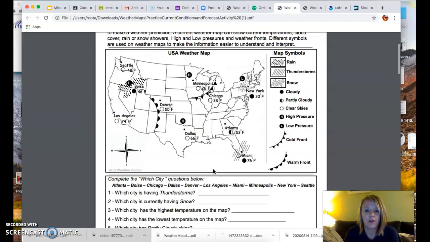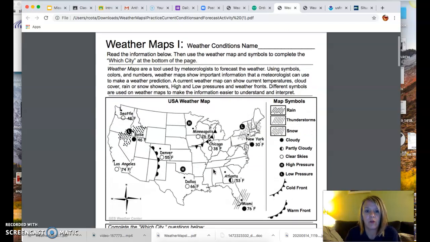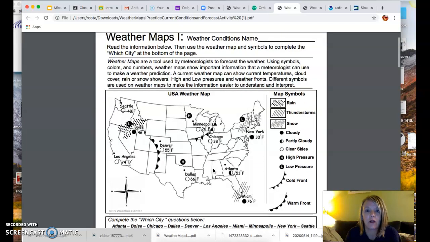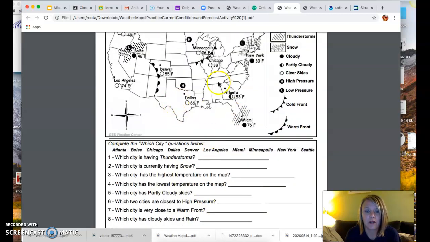All right, so this first one is pretty straightforward. I'll do a couple of them with you, but I think you guys can figure this one out. This is just talking about weather conditions and interpreting some of the symbols that we see on regular weather maps. Okay, so there's a key over here. They've got a few cities listed, and they're asking you to write down which city or cities.